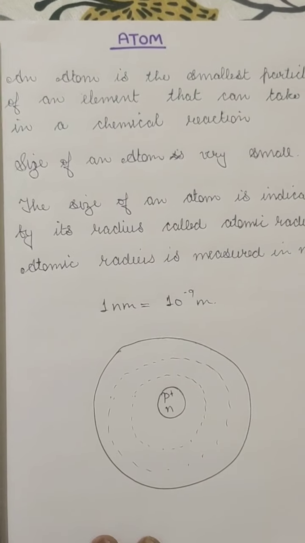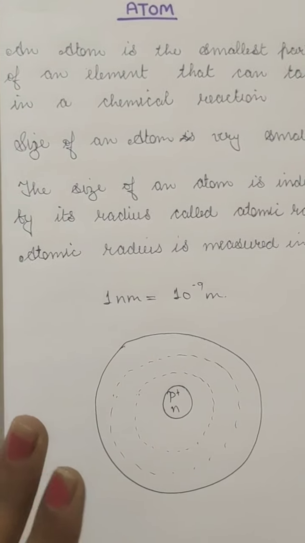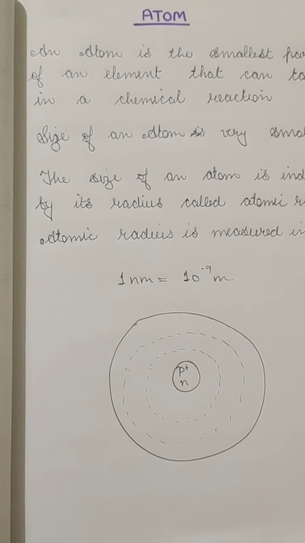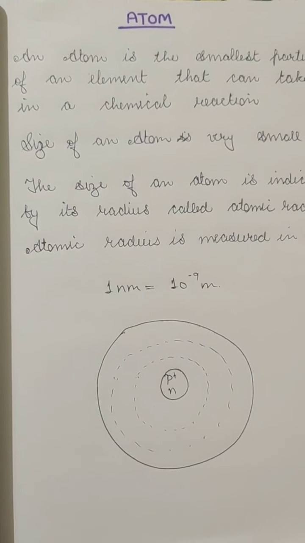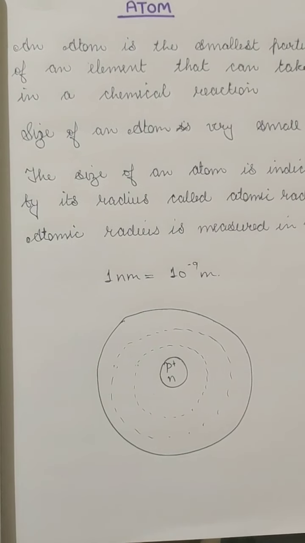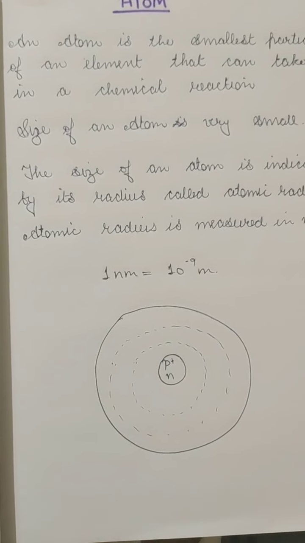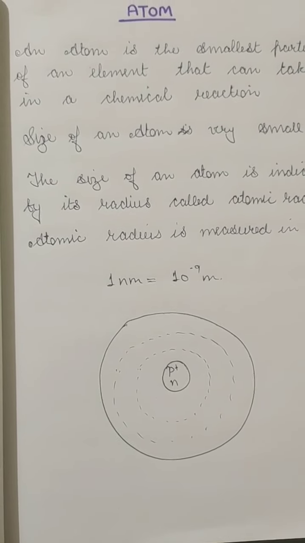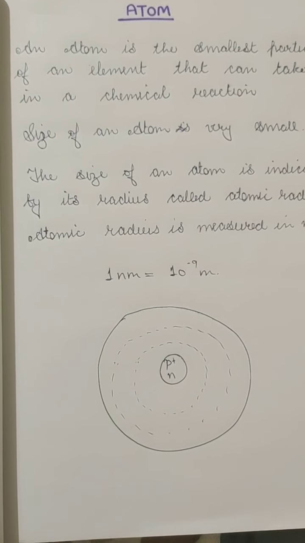So in the fourth chapter, we will be studying the structure of the atom, but here I would like to tell you in a brief section that an atom is the smallest particle of an element that can take part in a chemical reaction. That means to carry out a chemical reaction, the least we need is an atom. So it is the smallest particle of an element which takes part in a chemical reaction.